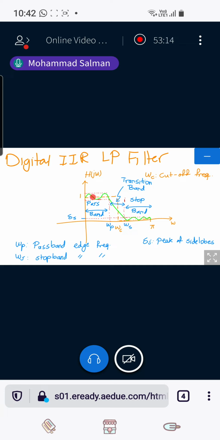Now this one in the middle, and there is rippling here. It ripples around 1. If this is symmetric, I'll call this value 1 plus delta P, and this is 1 minus delta P. The pass band ripple value. So delta P is the peak of the ripple of the main lobe ripples. Okay, clear?